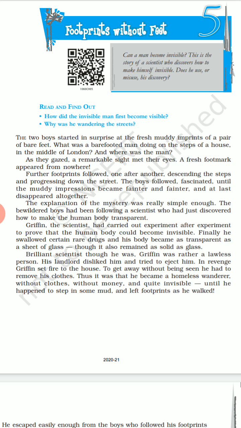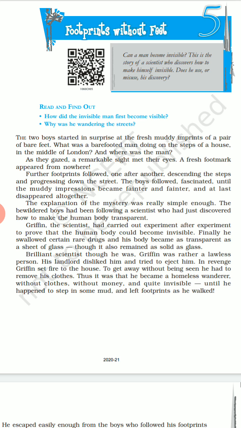The explanation of the mystery was really simple enough. The bewildered boys had been following a scientist who had just discovered how to make the human body transparent. So the narrator says that the mystery is something which is very difficult to understand. The boys couldn't understand what the mystery was. Whose footprints were those, and why were the footprints moving one after another, descending the steps, progressing down the street? They couldn't understand. So it was a mystery, something very difficult to understand.